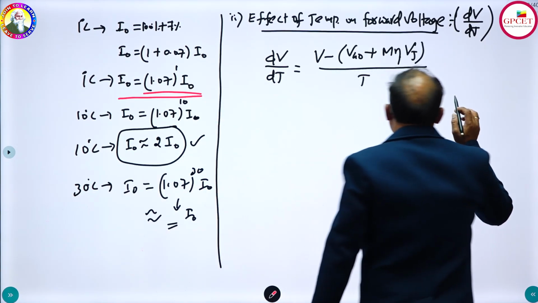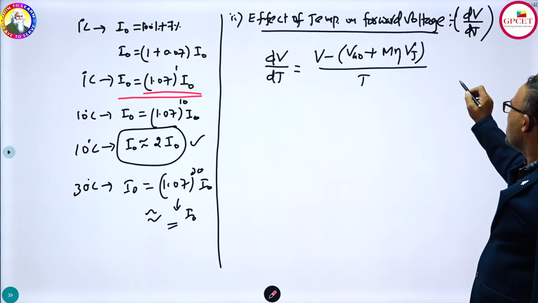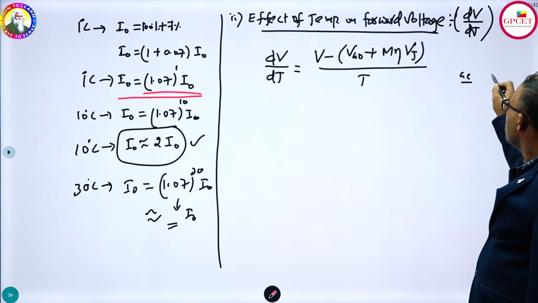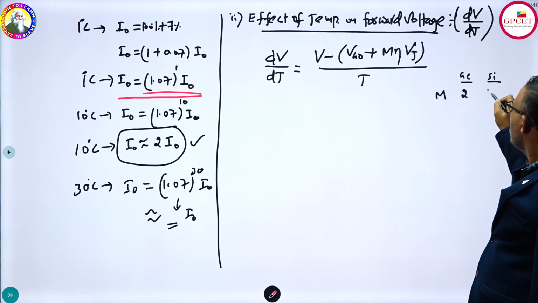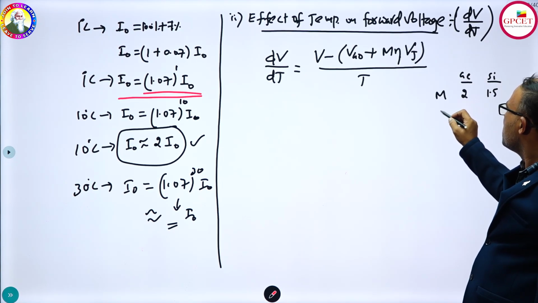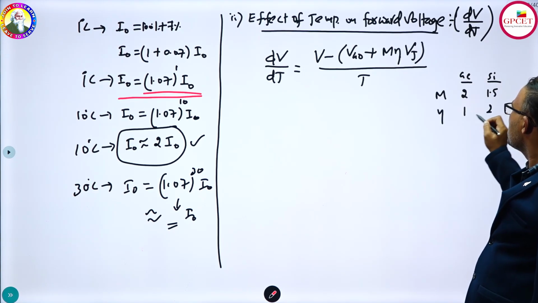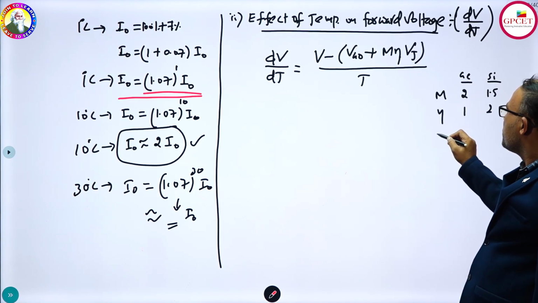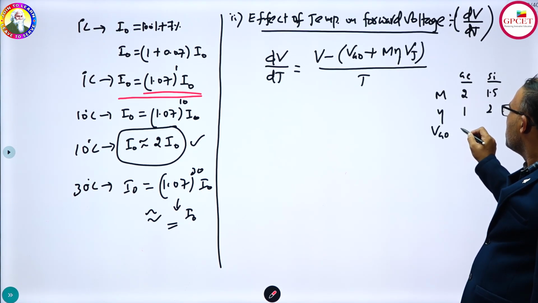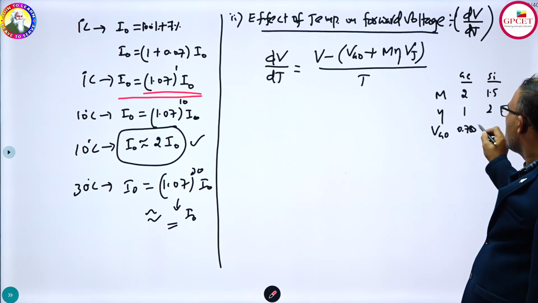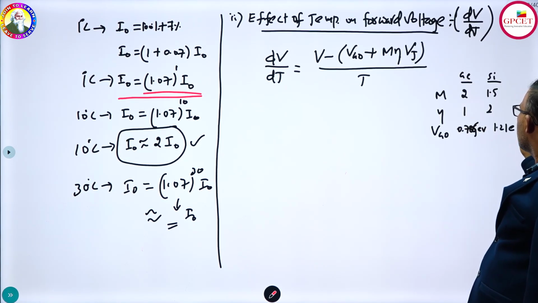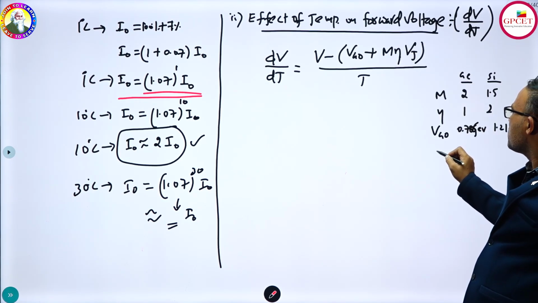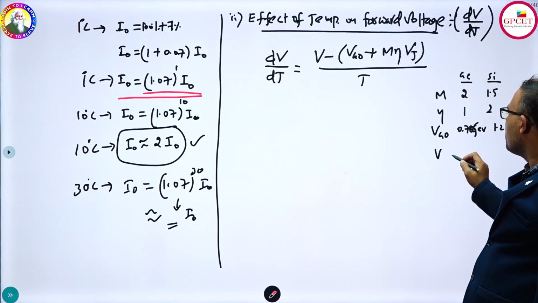So the same thing here, we have already mentioned for germanium and for silicon. Capital M is equal to 2 for germanium, 1.565 for silicon. Eta is equal to 1 for germanium, 2 for silicon. And Vg0 is the energy gap, which is equal to 0.785 electron volts for germanium and 1.21 electron volts for silicon. And this is called applied forward voltage or cut-in potential.